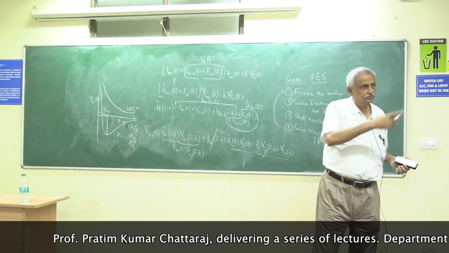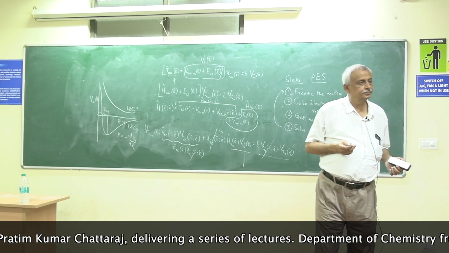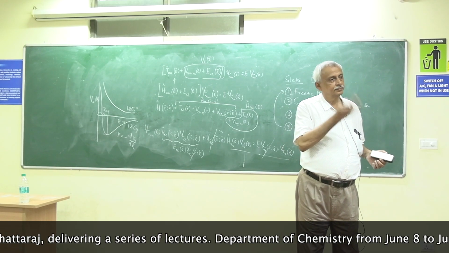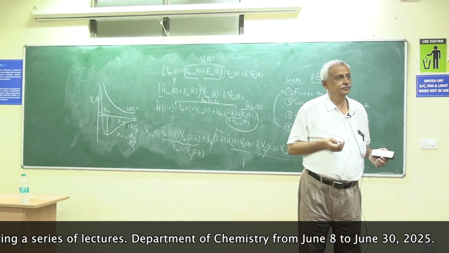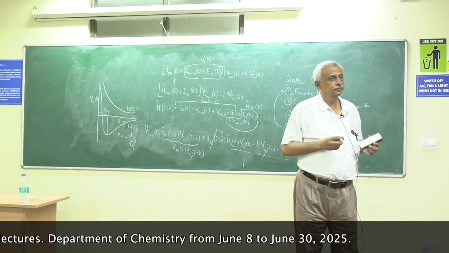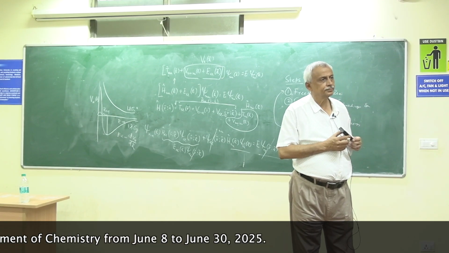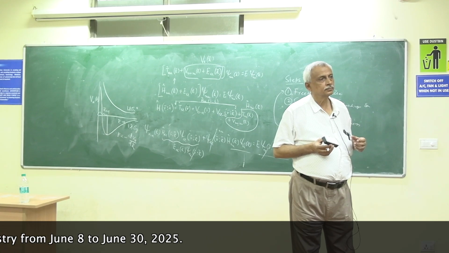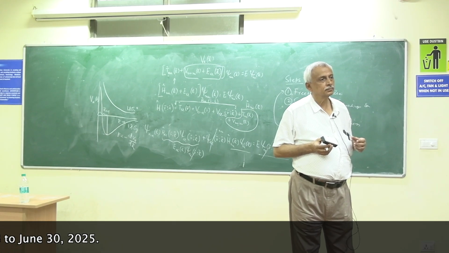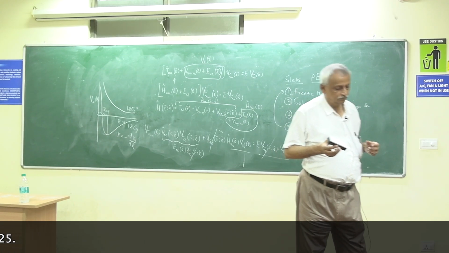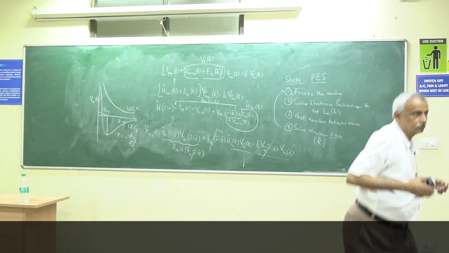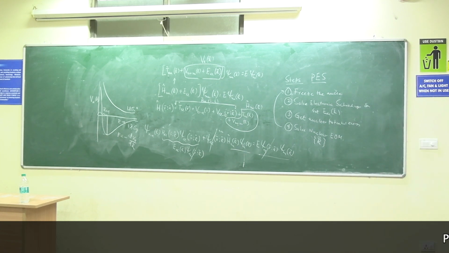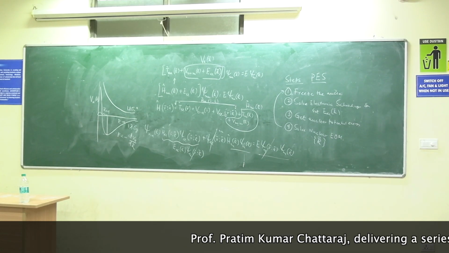You are asking something. Be louder. Sir, we are freezing the nuclei in the first step, right? First step, yes. Here we are freezing the nuclei, and then at the third step we are finding the nuclear potential energy. For that we use nuclear interaction, and we have already solved the electronic energy, and then we just sum it up.